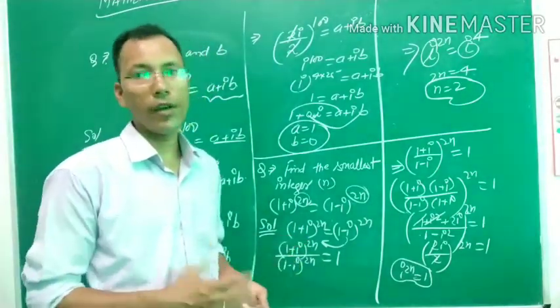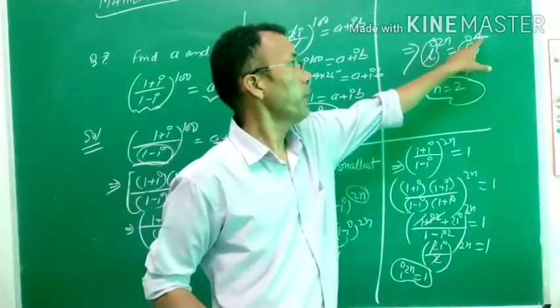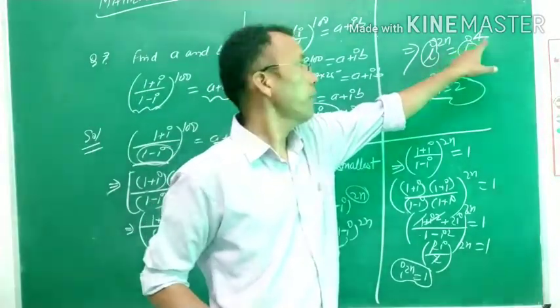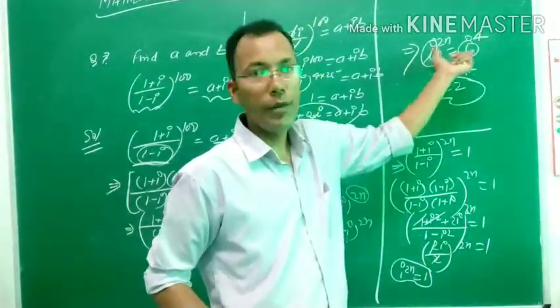So see this one. Here I can put i^8, I can put i^12, i^16, and then n will change.